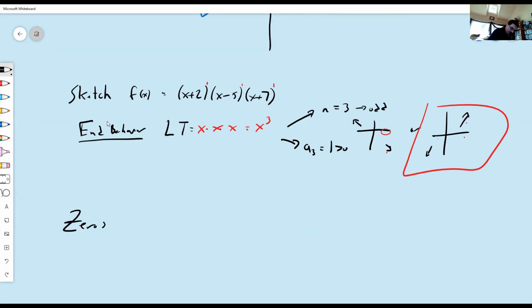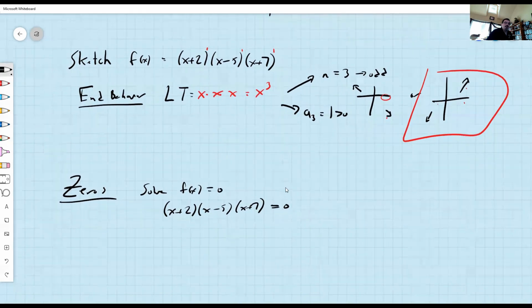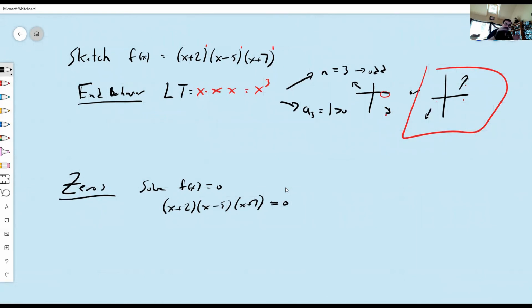All right, zeros. Zeros occur when the function is equal to 0, when y, or f of x, is equal to 0. So we're going to solve f of x equals 0. So x plus 2, x minus 5, x plus 7 equals 0. Since these are linear factors, single x, the zeros will always just be the opposites of what's inside. So x equals minus 2, x equals 5, and x equals minus 7. So here are my zeros.